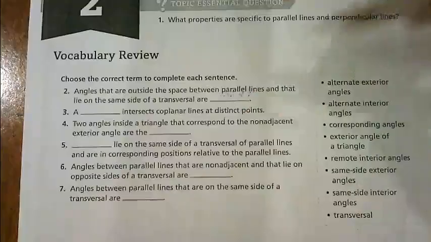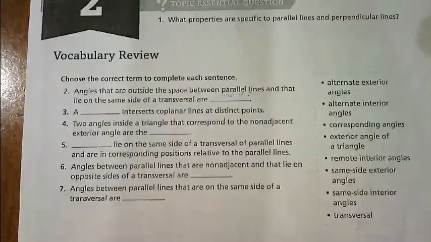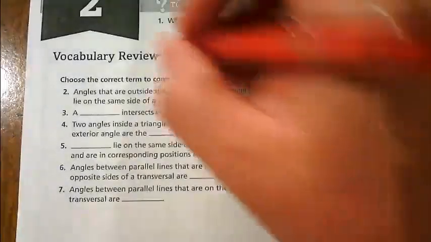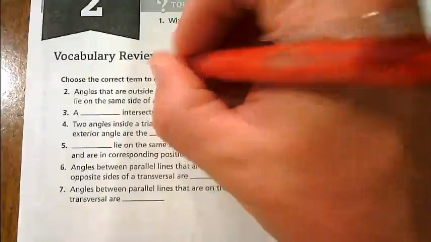Now, for the vocab, some of the ways that this section is phrased is a little bit different than the actual definitions that we had. So again, you have to read them carefully and make sure you understand which one of these words applies to this situation. So on the first one, angles that are outside the space between parallel lines and that lie on the same side of a transversal. Again, you might want to draw a slight picture just so you can get an idea of what this is talking about.